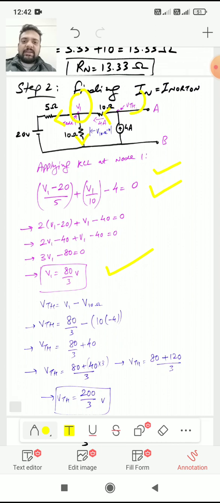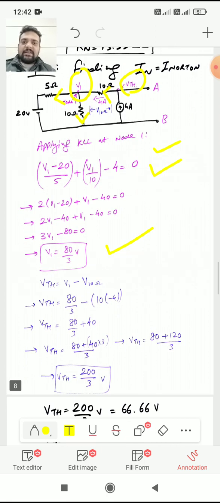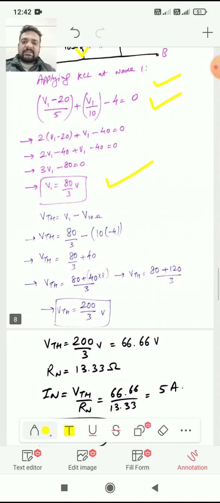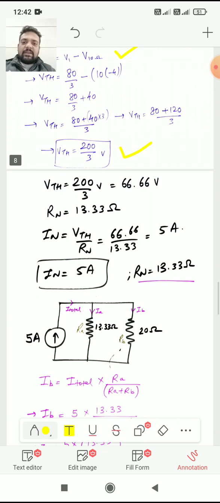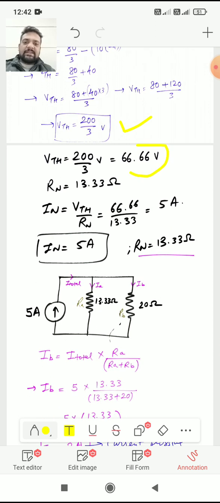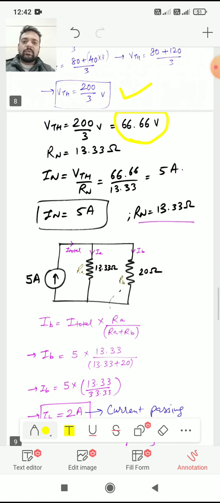Now we would be finding VTH. To find VTH, again we would consider VTH as V1 minus whatever is voltage drop across this 10 ohm of resistance. So we would be getting this formula. Solving this further, we get VTH is equal to 200 divided by 3. Now since we have already got VTH as 200 divided by 3, it would be equal to 66.66 volt.